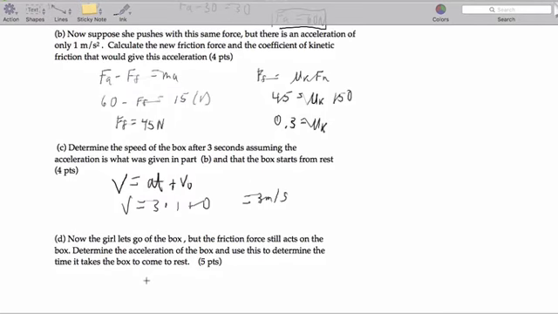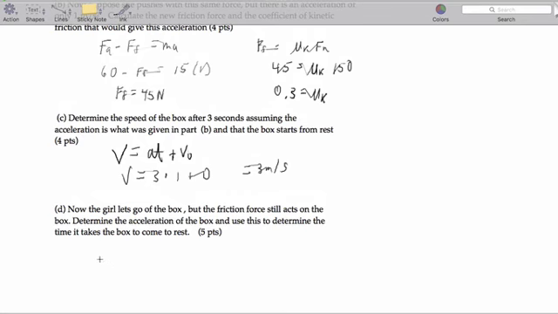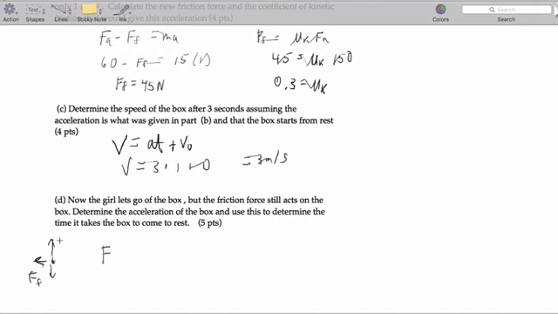Next, for this last part, we're going to let go of the box. We're going to calculate what happens after that. Now let's just draw the free body diagram first of all. So we're going to have this friction force going to the left, normal force and gravity. So here's the thing. We only have the friction force making the box accelerate.